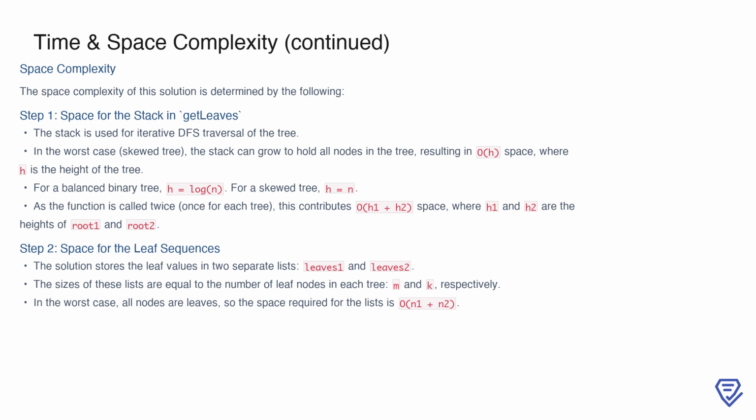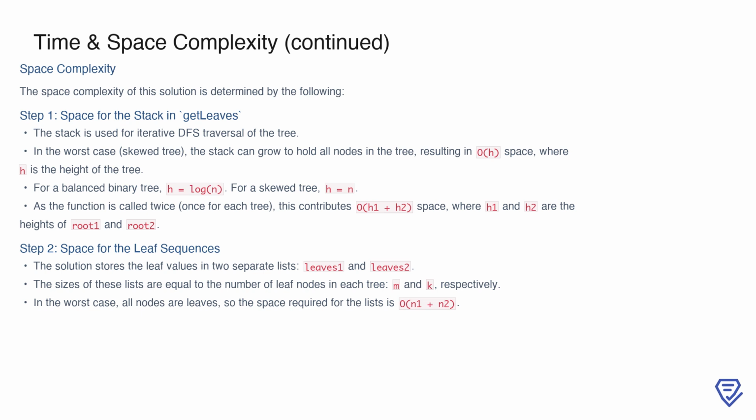For a balanced binary tree, the height is log n, while for a skewed tree, the height is n. Since we process both trees, the stack contributes a total of O(h1 plus h2) space, where h1 and h2 are the heights of the two trees. Additionally, we store the leaf nodes in two separate lists, leaves1 and leaves2, which together require O(m plus k) space, where m and k are the number of leaf nodes in each tree.